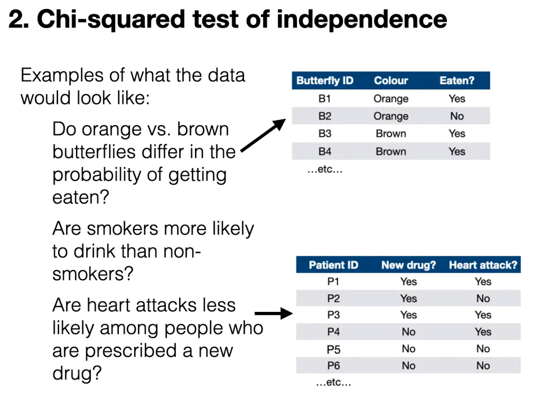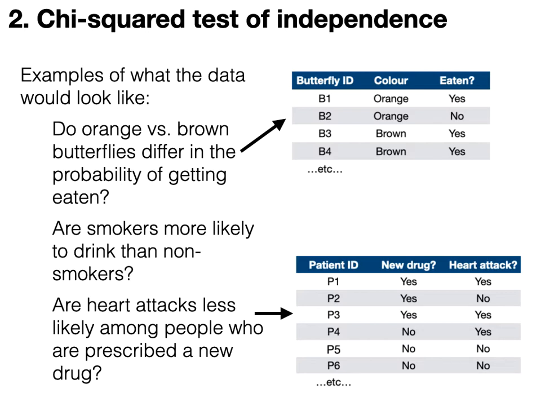Here's an example of what the data would look like for these hypothetical chi-squared tests. So on the top, we've got our butterfly spreadsheet, and the variables to focus on are the two on the right. For each butterfly, we've got its color, that's one of our categorical variables, and whether or not the butterfly got eaten in our study. And so that's our other variable. And so we're interested in whether there's a relationship between those two variables.